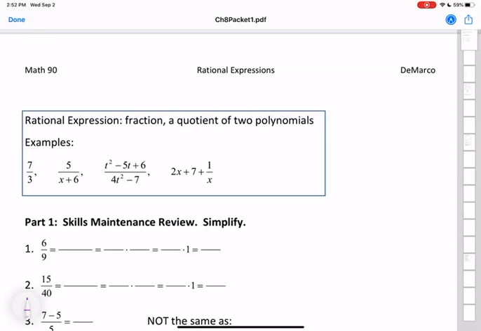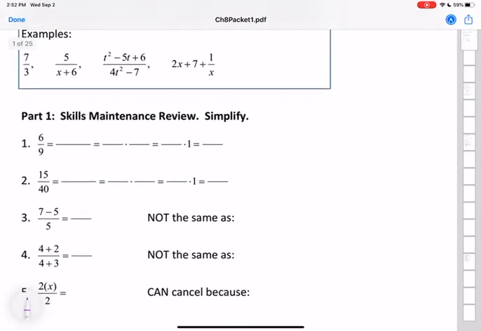Before we get into simplifying our own rational expressions, I want to do a little basic skills review, just a little bit talking about fractions, because as we work today, you're going to be inclined to make up some rules that don't make sense if you think about how fractions work. So let's do this little review first.